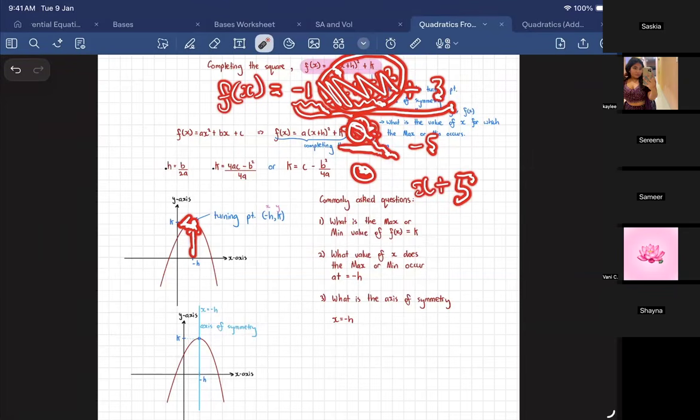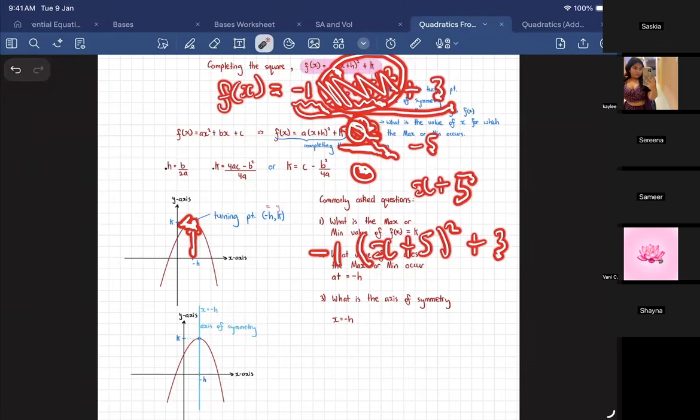But in any other instance, if you use anything other than minus 5, you'd get a positive value for the brackets, you'd multiply that by the negative 1, and you would end up taking away something from the 3, which would lower the value. You see? Now, if you're looking at minus 1, x plus 5 squared plus 3, what would h and k be?